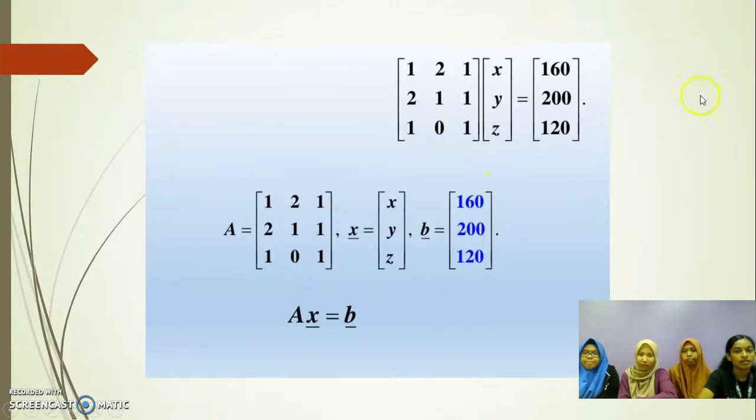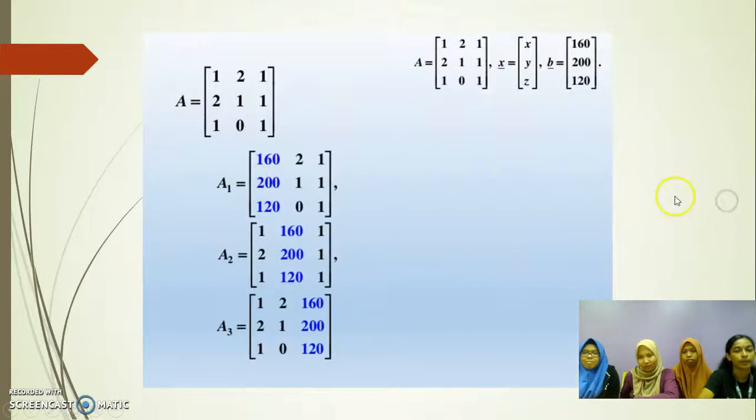Since this matrix form is in the form of Ax equal to B, where A is the given matrix, x is x, y, z, and B is these values, then we use Cramer's rule. Since there are three solutions that we are about to find, which are x, y, and z, we will have to build three different matrices, which are A1, A2, and A3. For A1, we substitute the value of B into the first column. For A2, we substitute it into the second column, and for A3 we substitute it into the third column.